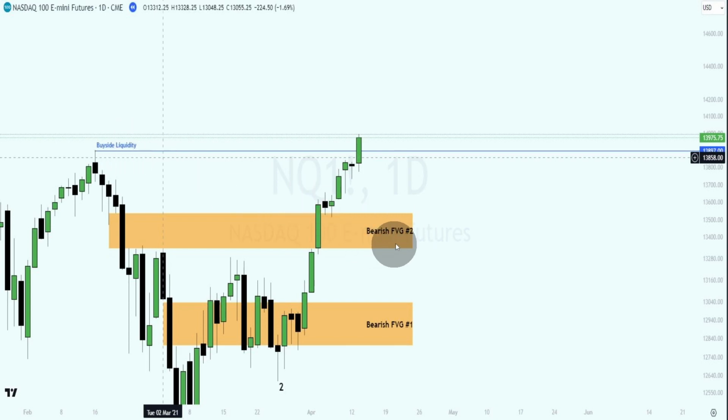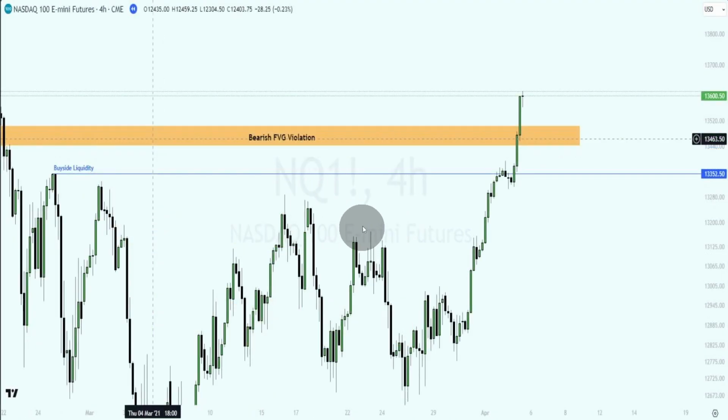We are displacing through bearish PD arrays on a daily time frame. We swept buy side liquidity on the 4-hour time frame and continued to displace up while violating bearish fair value gaps. So all you want to look for is what are we delivering from, what are we respecting, and what are we violating. That is how I determine my draw on liquidity every single trading day.